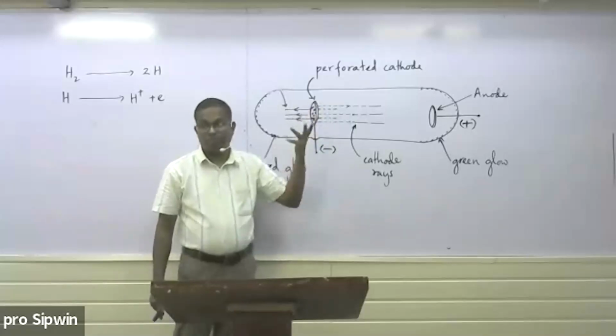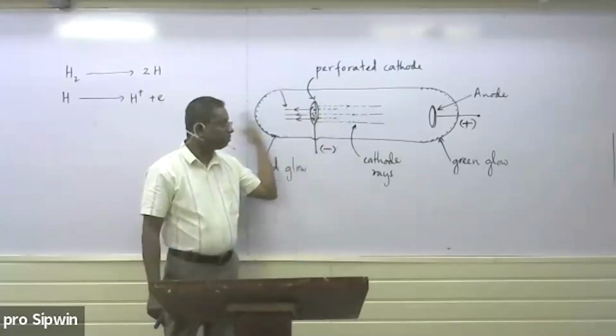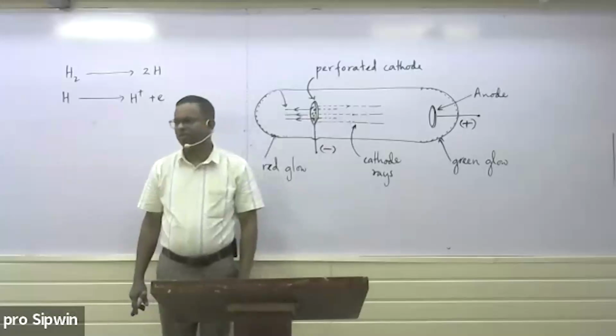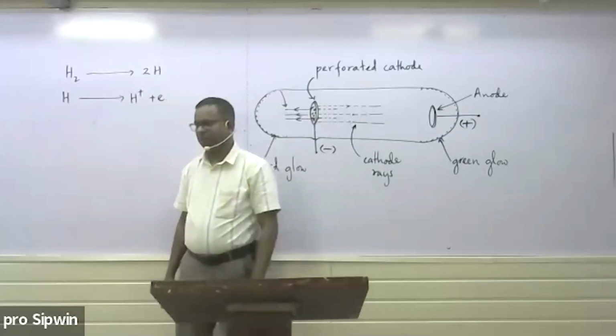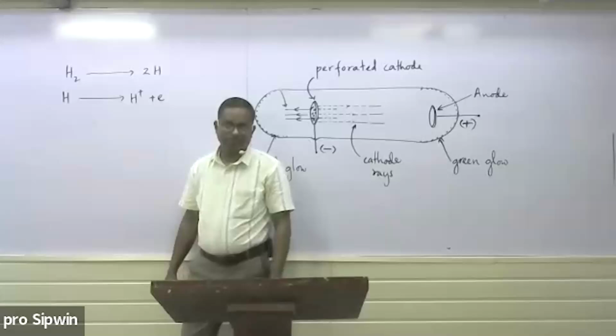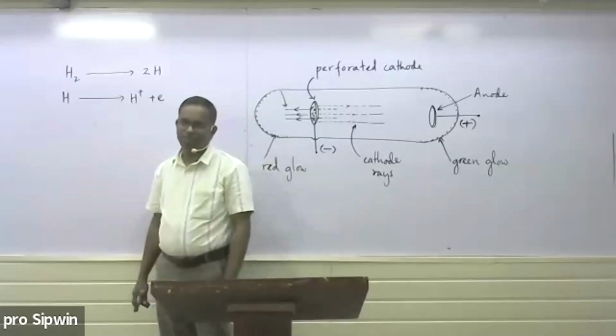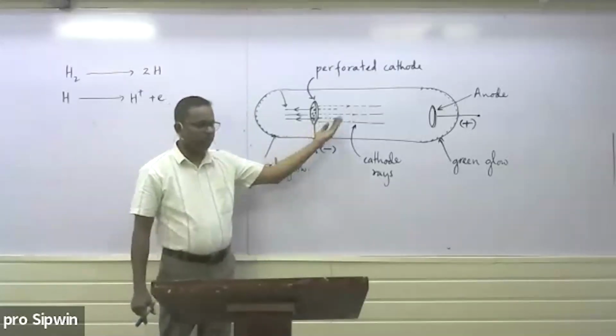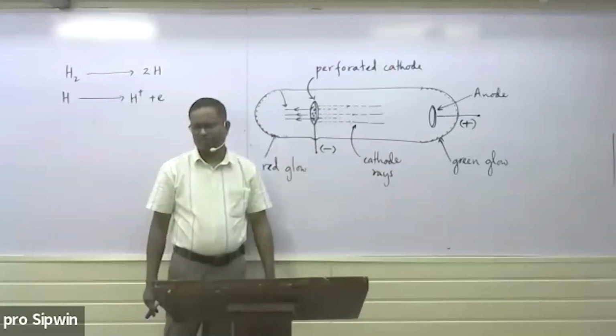If this one is not perforated, they cannot pass to the other side. That is why in the earlier cathode ray experiment the red glow is not there. The reason is that there are no holes, therefore no way for them to pass in the reverse direction.